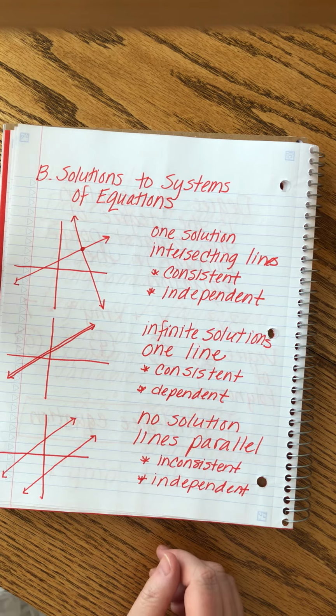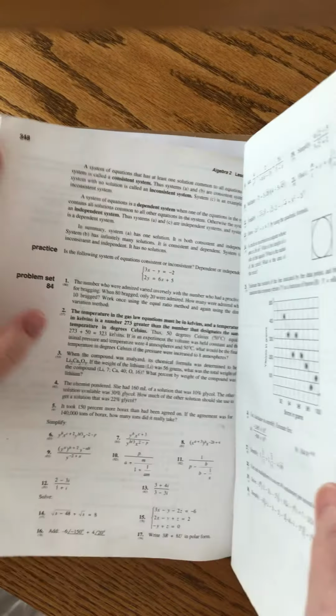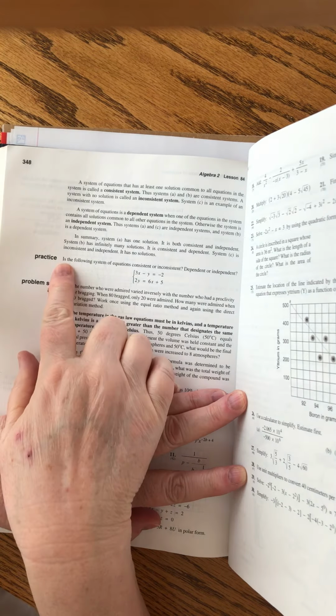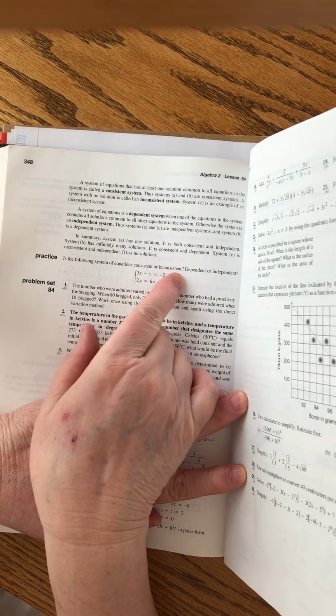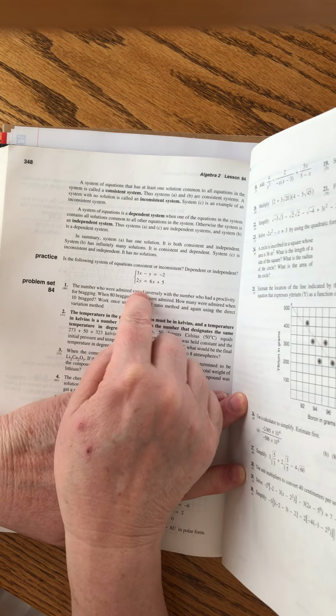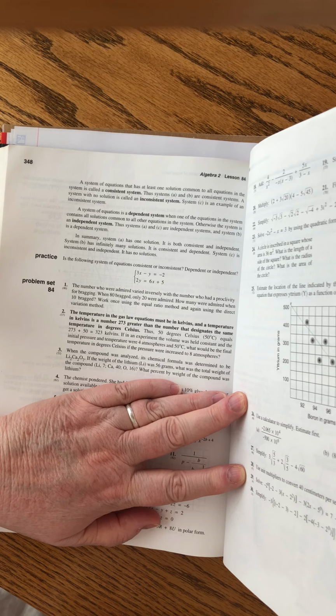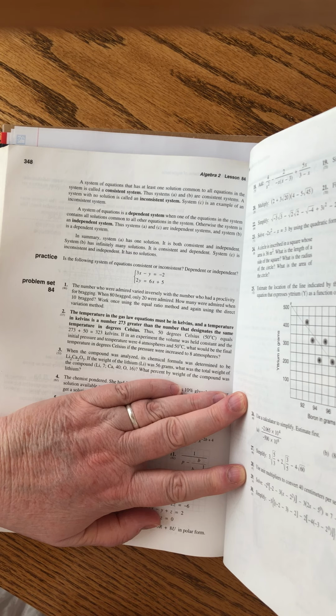Okay, that is the end of lesson 84. The only question in the practice is this one. Is the following system of equations considered consistent or inconsistent, dependent or independent? All you have to do is graph it. All right, rearrange it to y equals mx plus b and graph it, and you'll be golden. And look at these notes, right? So that you can remember what everything means.